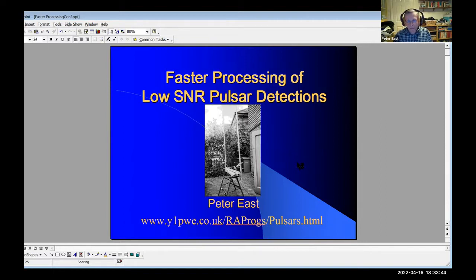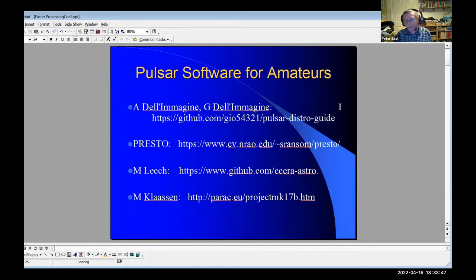There's already some pulsar software that amateurs use. Probably the pioneer is Andrea Dell'Immagine and his son Giorgio Dell'Immagine. He's in Italy and he's developed some software which most amateurs use now, to be perfectly honest. It's his own Linux application, and it outputs data suitable for Presto. Presto is one of the professional software packages, and he's produced some very good results.